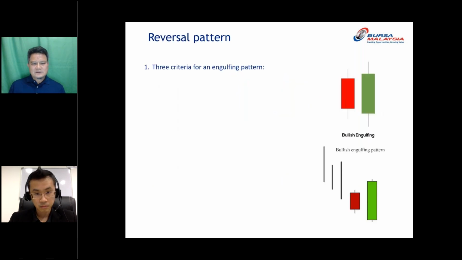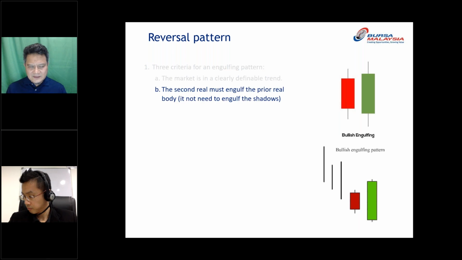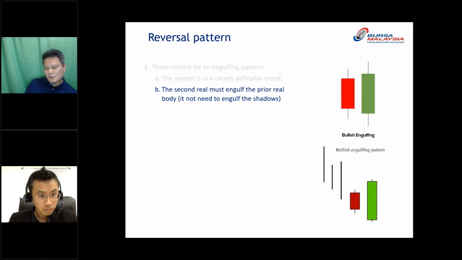Another one here is the engulfing pattern, which we call a bullish engulfing pattern. To recognize a bullish engulfing, the second candle must engulf the prior candle, which means the whole body of the first candle goes inside the second candle. That's what we call a bullish engulfing.